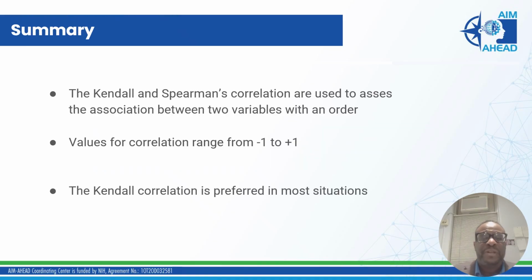So let's reiterate our most important points. The Kendall and Spearman's correlation can both be used to evaluate if there's a monotonic relationship between two variables that are either continuous or ordinal in nature. And then the values for the correlation statistic range from -1 to 1. And higher absolute values indicate a stronger association. In most situations, the Kendall's correlation is considered to be more robust, especially whenever you're working with larger data sets. That's what you would prefer to use.